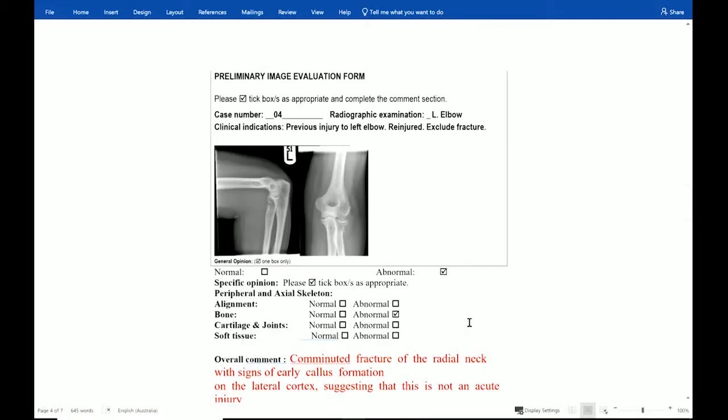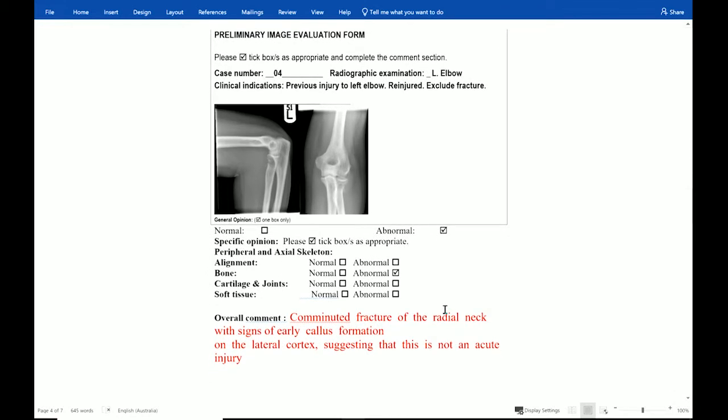So then for our form, it's abnormal. The bone is abnormal. And then the comment is that there's a comminuted fracture of the radial neck with signs of early callus formation on the lateral cortex, suggesting that this is not an acute injury.